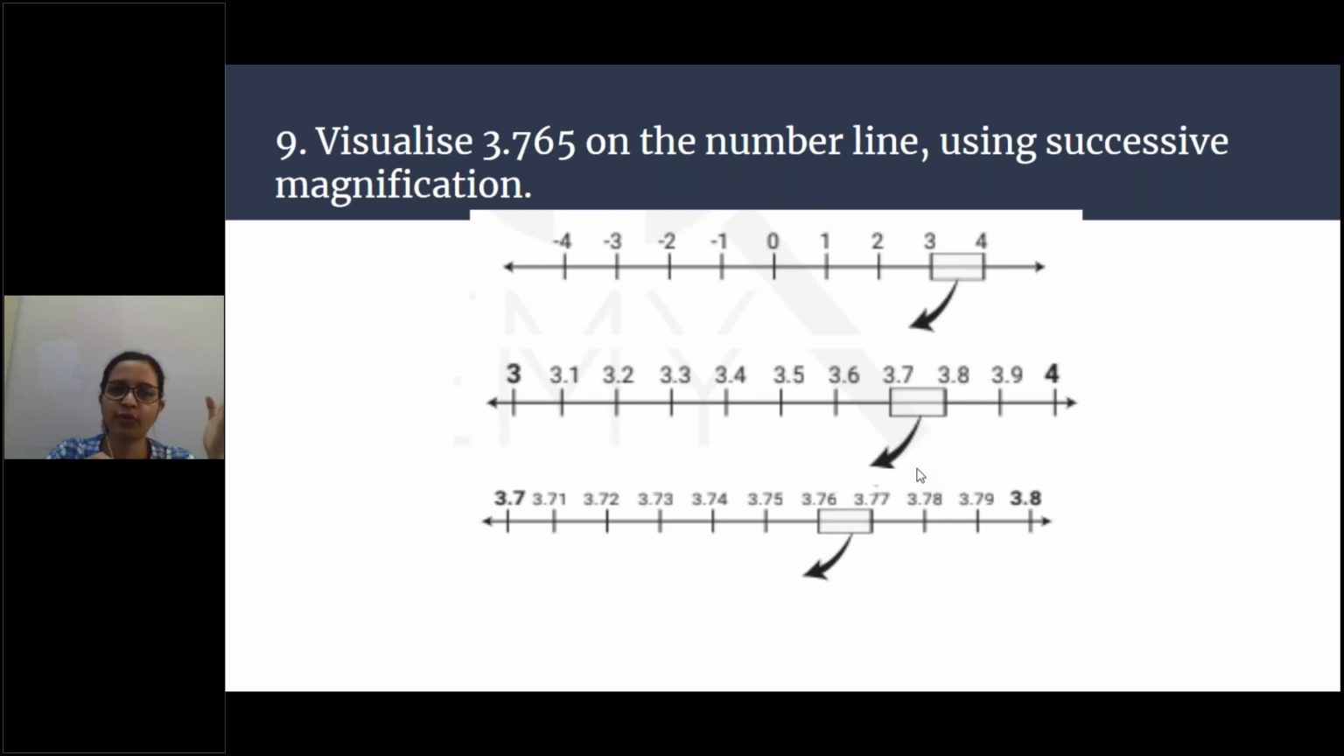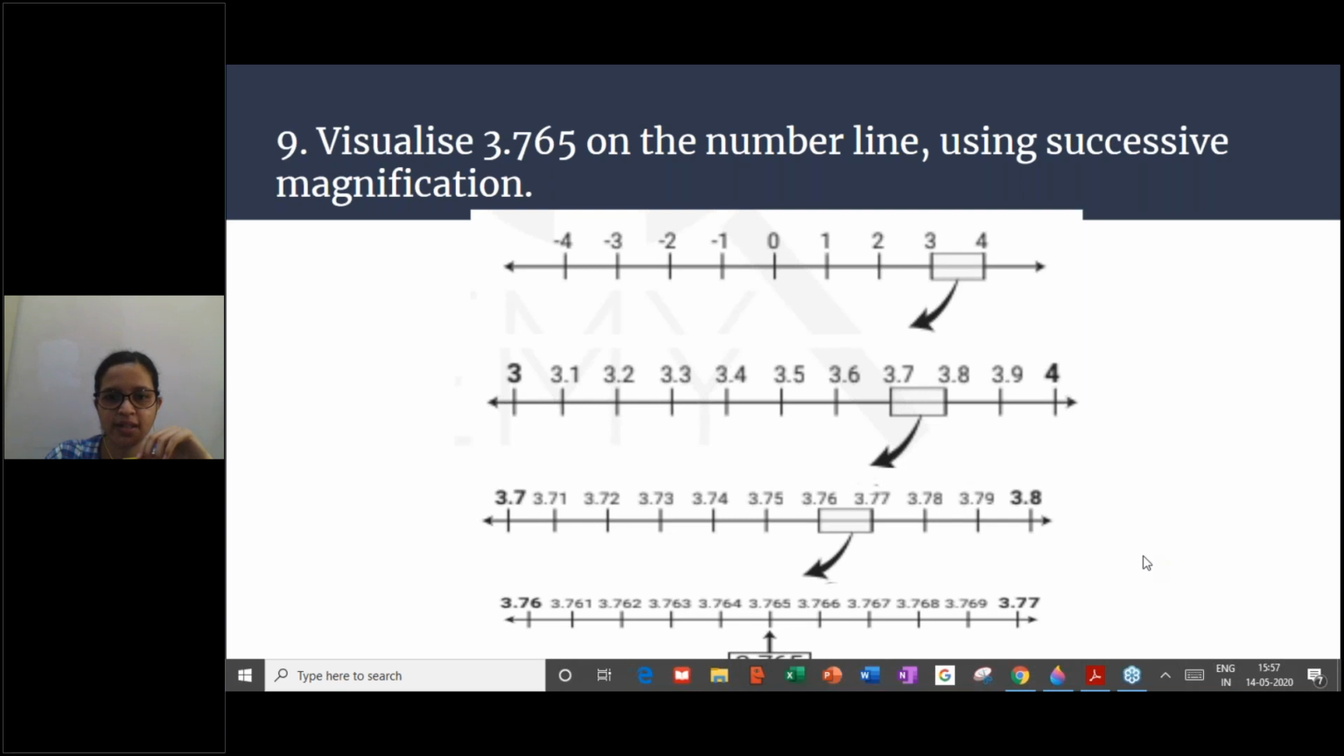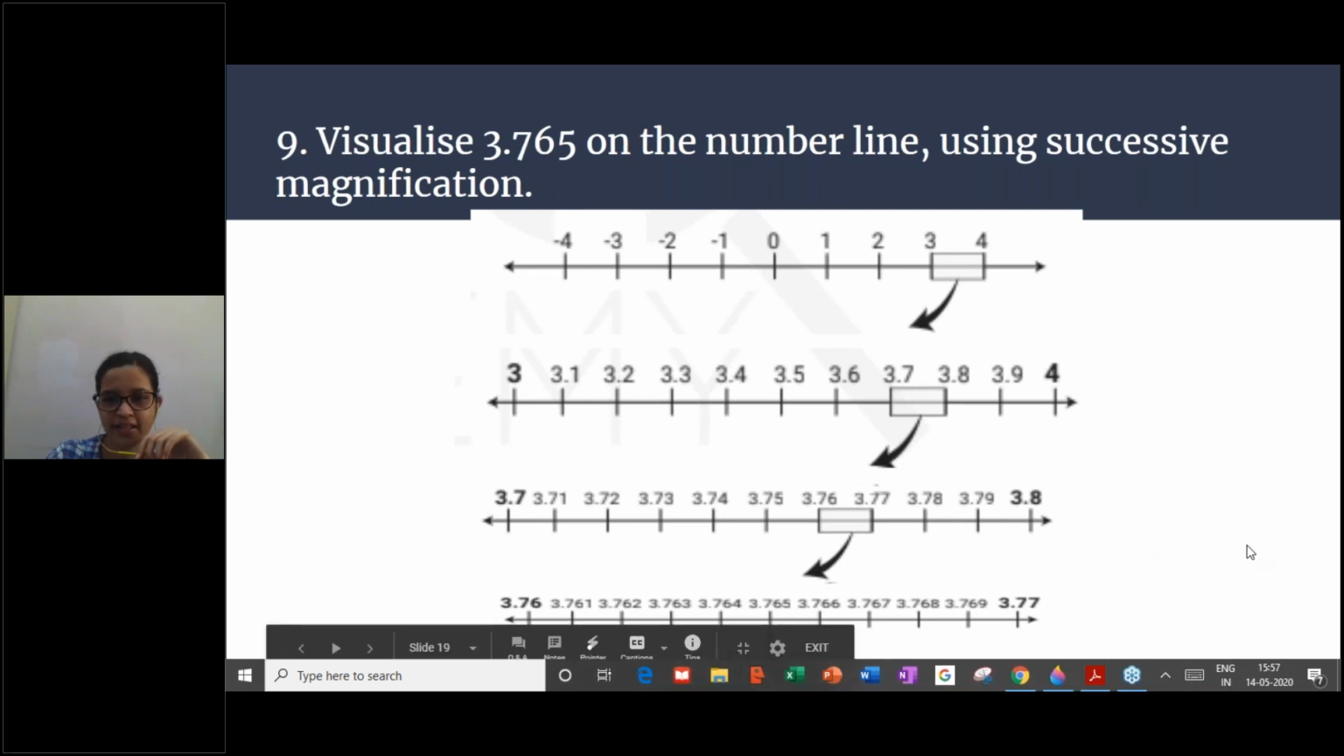Now 3.76, move to the last digit. The last digit will be in the center of 3.76 and 3.77. So the final magnification will be a line which has 10 equal divisions between 3.76 and 3.77. There you go. I think it's pretty self-explanatory and easy. It is very easy, right? All you have to do is just draw the number line properly.